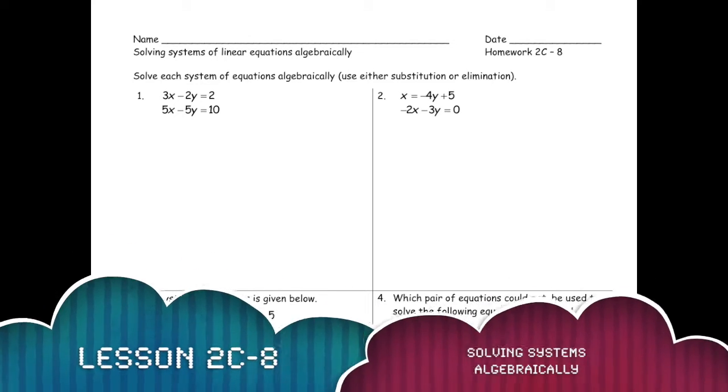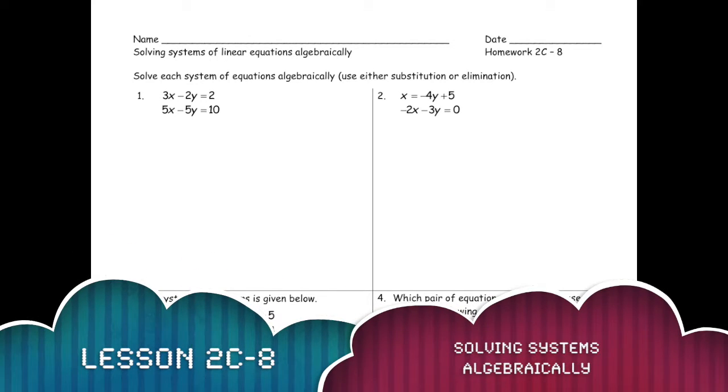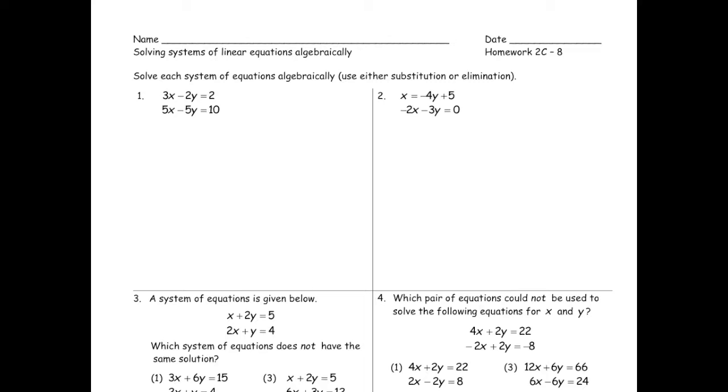Today we're going to go over the homework for lesson 2C-8. Now for these problems, we're going to either use substitution or elimination. So the ones that I will do with you are numbers 2, 3, and 5.